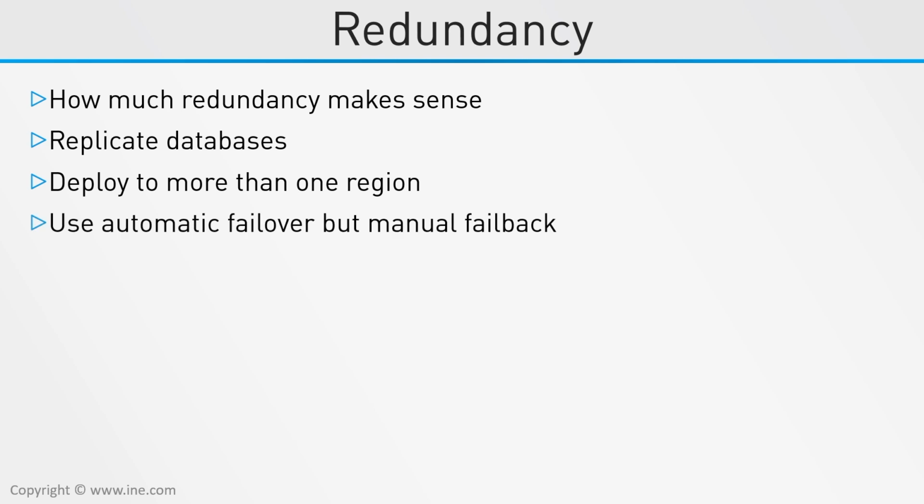If you do deploy to multiple regions, use something like Azure Traffic Manager to automatically switch to a different region if your primary region goes down, but you should only manually switch back. This allows you to thoroughly check to make sure the region is running completely and make any sort of database verification checks that may be needed.